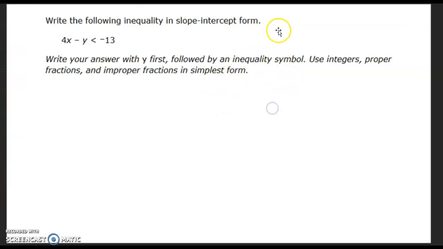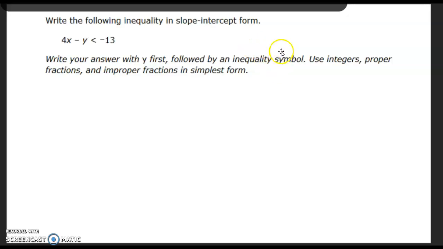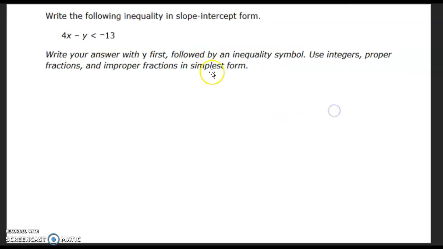So in order to determine this, slope-intercept form is, why is it grabbing? I just went to draw. There we go. Okay, sorry.